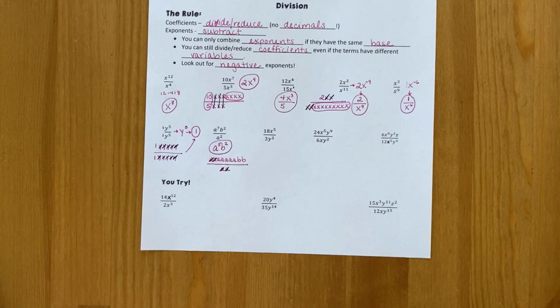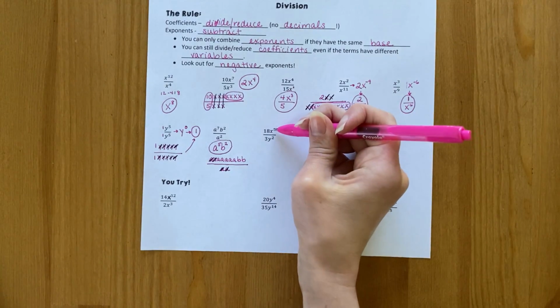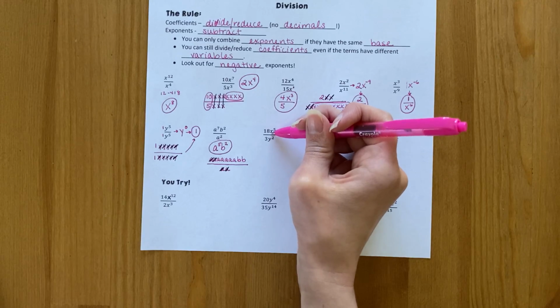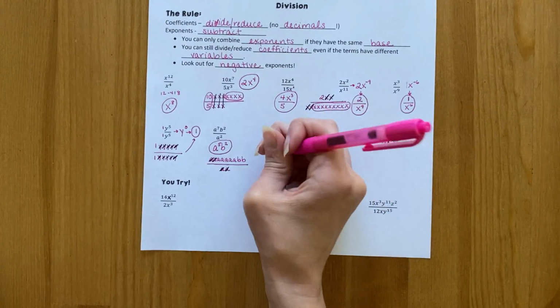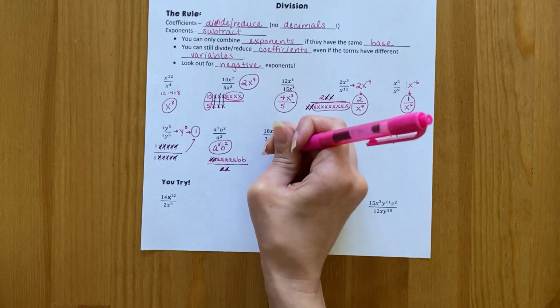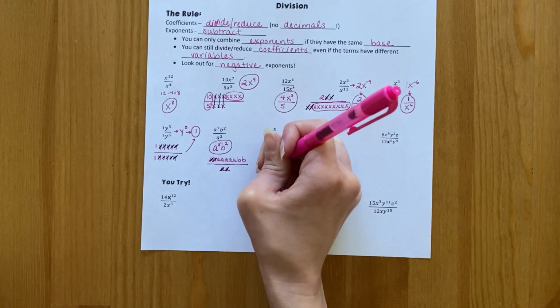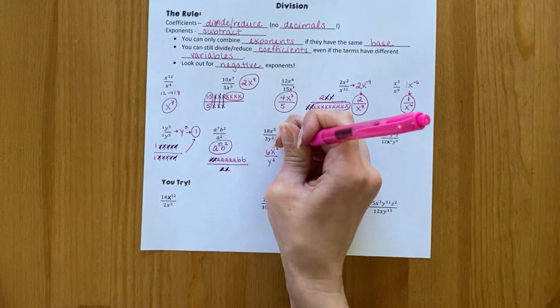Okay, our next example shows that you can still divide or reduce your coefficients even if the terms have different variables. It just means that I can't subtract these two numbers. I'm not allowed to combine the 5 with the 2 because they have different bases. But I am still allowed to do 18 divided by 3 to give me 6. And the y squared will have to stay down there on the bottom.